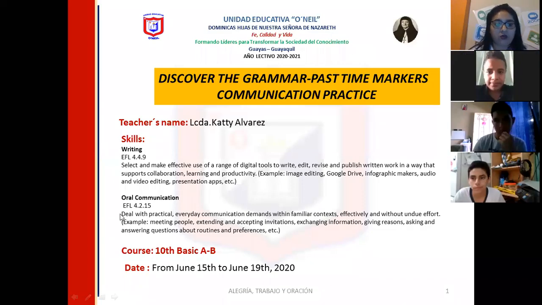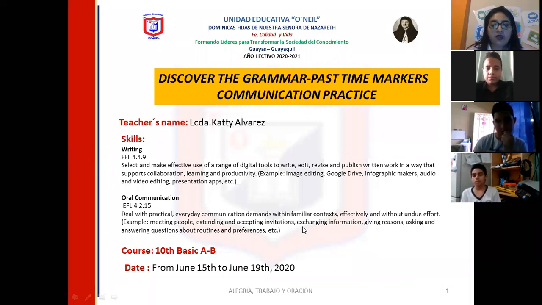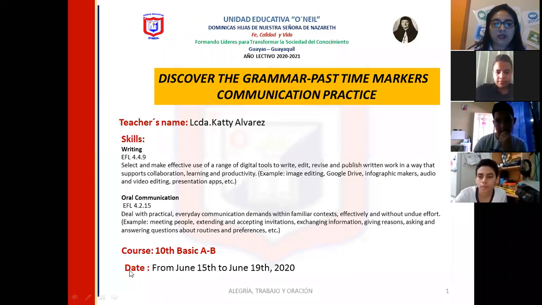Oral communication. Deal with practical everyday communication demands within familiar contexts effectively and without undue effort. For example, meeting people, extending and accepting invitations, exchanging information, giving reasons, asking and answering questions about routines and preferences, and so forth. Okay, this is the activity from June 15 to June 19, 2020.